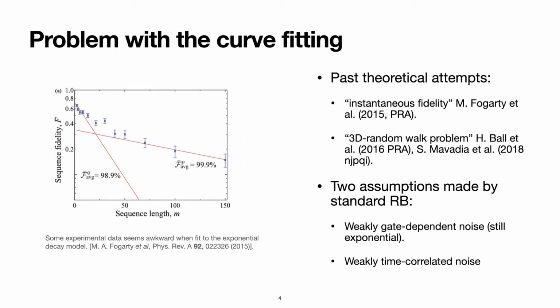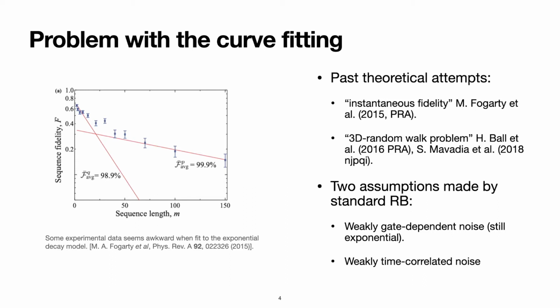Now, if we look at the potential culprit why this could happen, it's natural to examine the two assumptions used in the derivation of the standard RB protocol. One is weakly gate-dependent noise, another is weakly time-correlated noise. The issue of gate dependence is well addressed recently by a few papers, and the conclusion is that even if we leave this assumption, we would still observe an exponential decay model. So the only potential reason for the non-exponential decay lies in the time correlation of the noise.